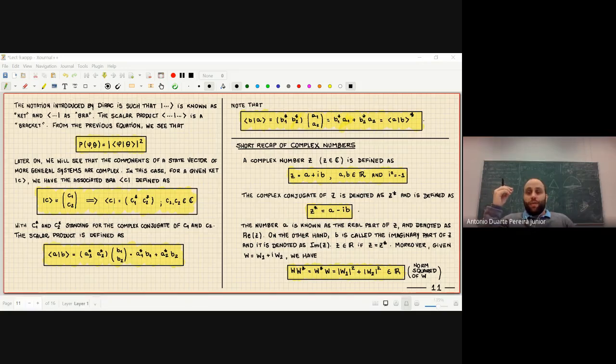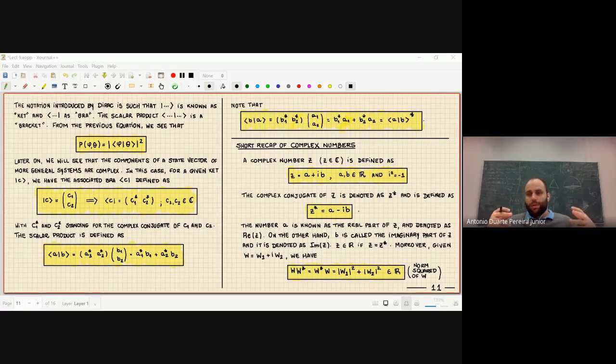So if you have a ket, you automatically have a bra associated to it. So it's not like you're changing from one to the other. It's just that if you have one state vector, you can define the dual. Okay, and as we're going to see, we have to be able to perform mathematical operations with these two quantities.